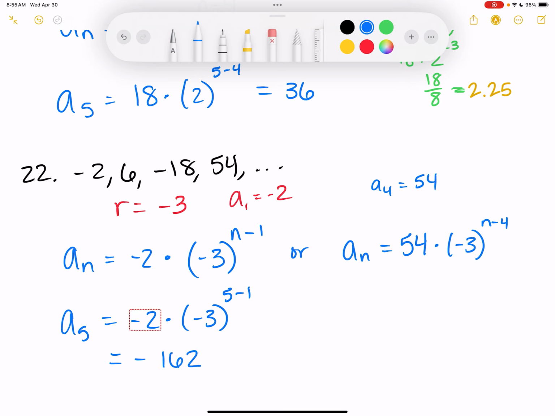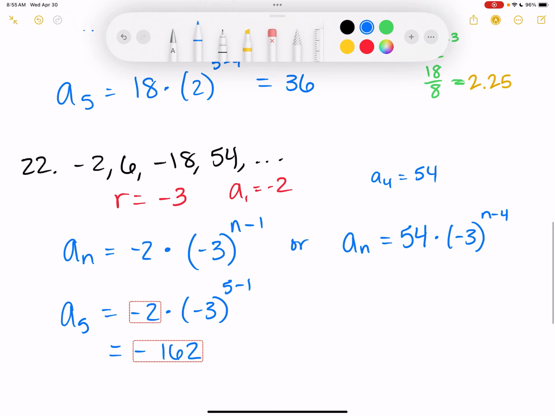The other thing that I can do to make sure that I've done this correctly is I can go up here and say, well, all odd terms were negative. Since this is an odd term, it makes sense that this is negative. So that's another thing that I can check as I'm going back, because the next term in the sequence should be negative, then positive, and so on and so forth.